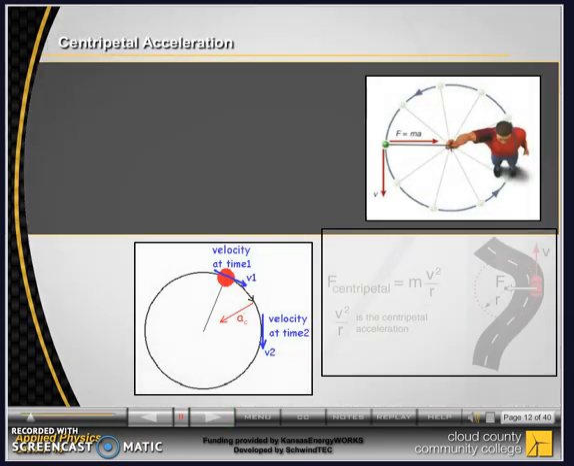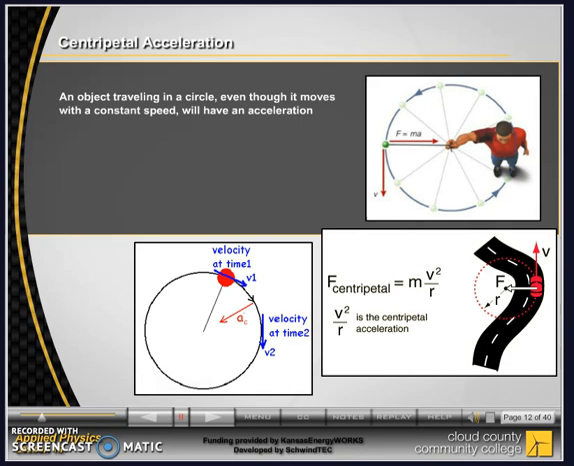Centripetal acceleration occurs because of a force pulling an object toward the center of the circle it is rotating in. This force is called a centripetal force and will be discussed in upcoming pages. For now, learning the definition of the centripetal acceleration is the key.